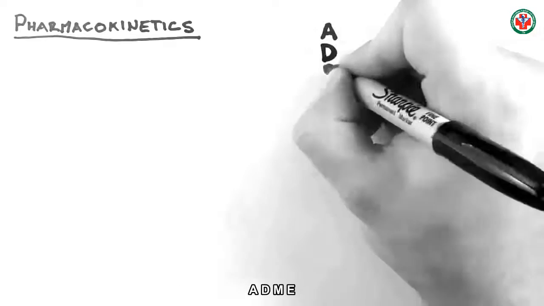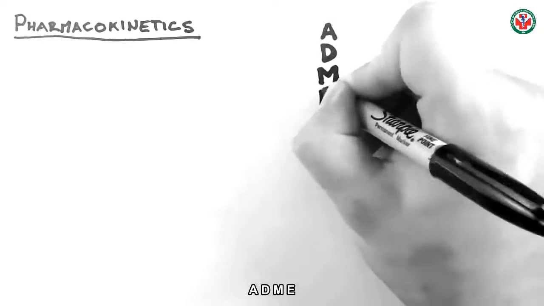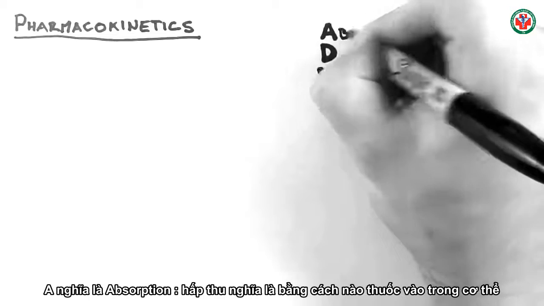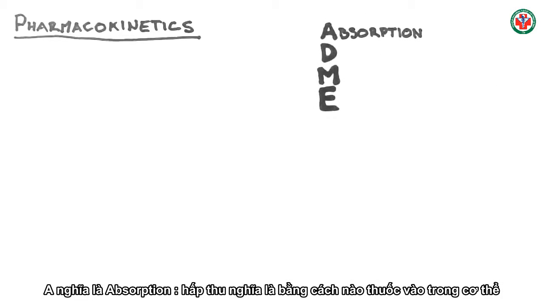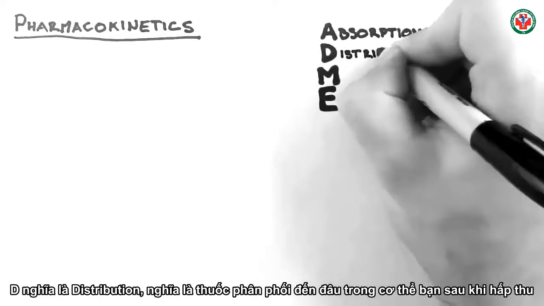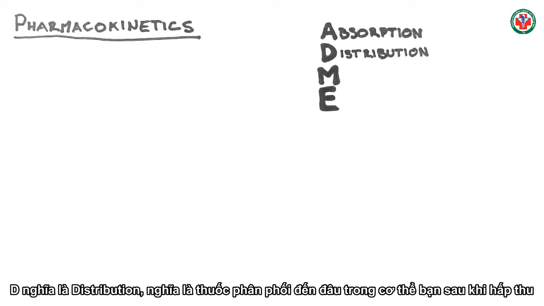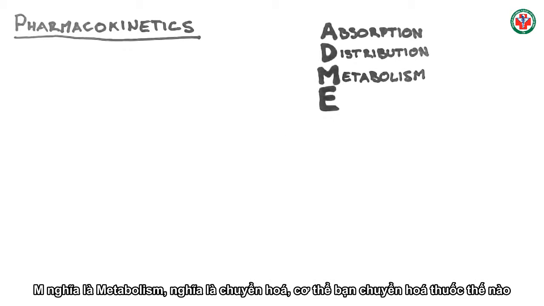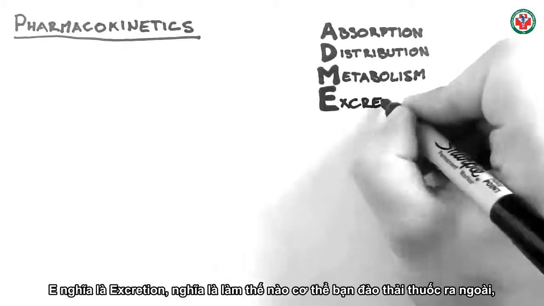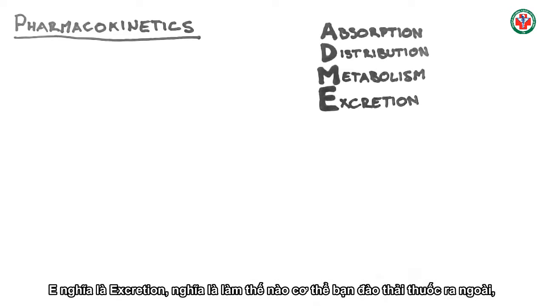ADME. A-D-M-E. This stands for absorption, which is how the drug gets into the body. Distribution, which is where the drug goes to in the body. Metabolism, which is how the body chemically modifies the drug. And finally, excretion, which is how the body gets rid of the drug.